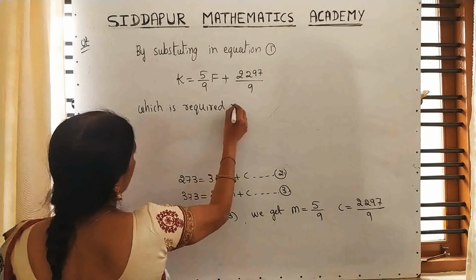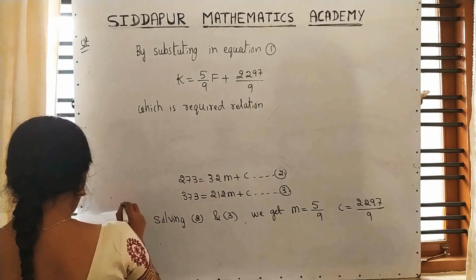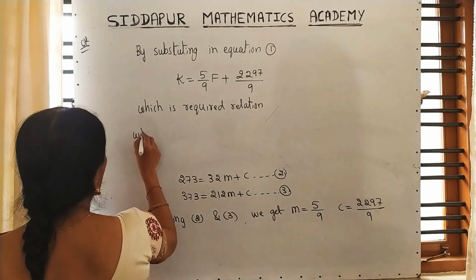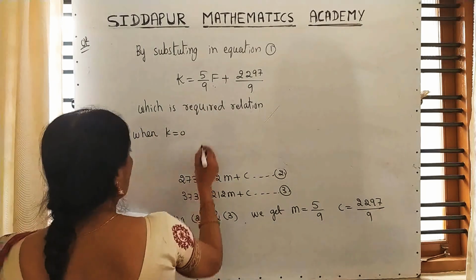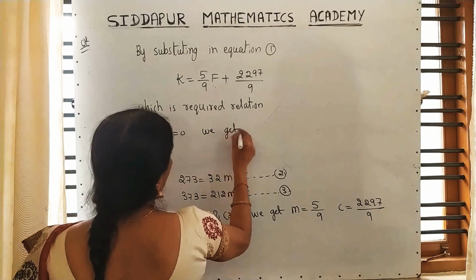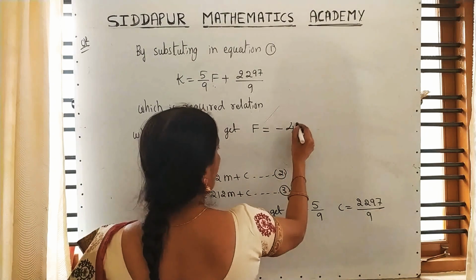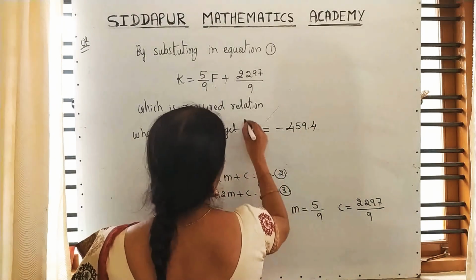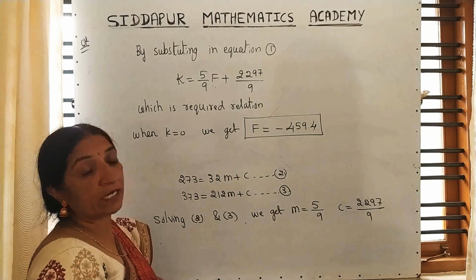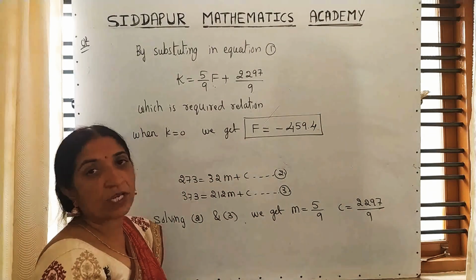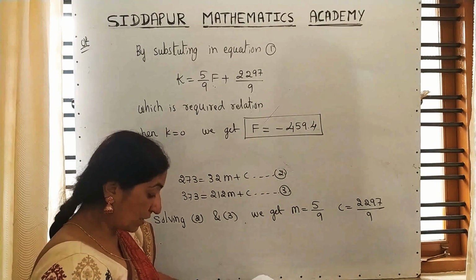And one condition is given. What is that condition? When K is equal to 0. When K is equal to 0, write down in this equation, we get F is equal to minus 459.4. Understood? If you are thorough in all the derivations, so easily you can write this alternate method also. Otherwise, you can write the previous one. So in the next class, I will start with the NCERT exercise 10.1.